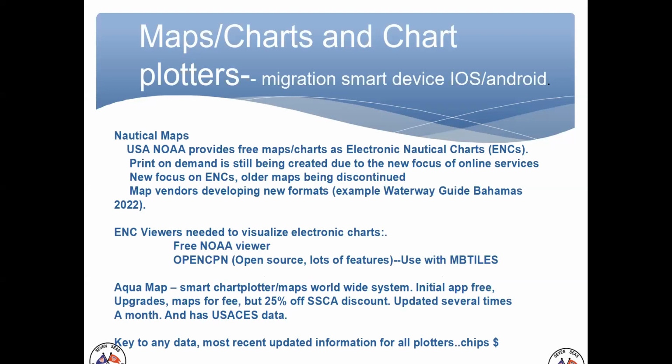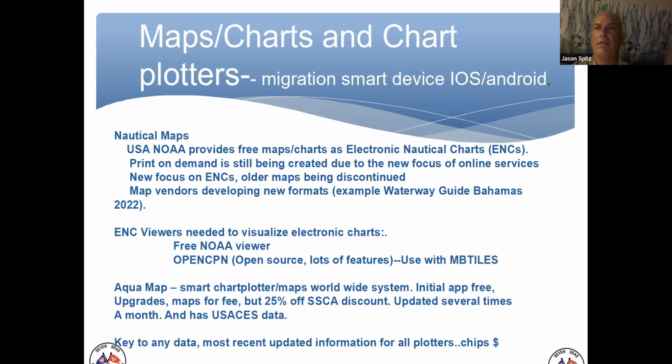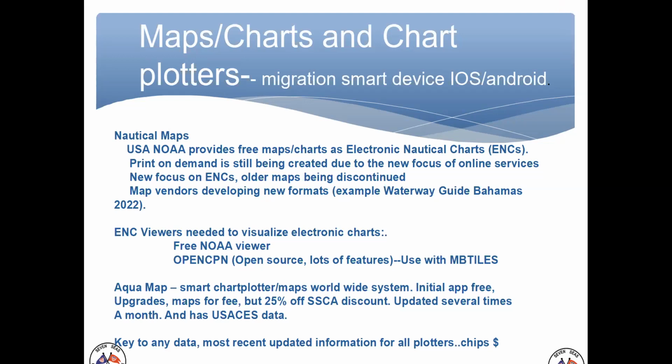Nautical maps, there's a lot of free charts, print on demand. There are a lot of online services. Everything is moving to electronic nautical maps or charts. The older charts, the rasters. In fact, I think this month or next month is the end of that for NOAA's US maps. And map vendors are developing new formats. For example, Waterway Guide, the Bahamas Guide for 2022. He doesn't have 23 out yet, Jason, I don't think, does he? I don't think so. But they use the new formats for the Waterway Guide for the Bahamas.